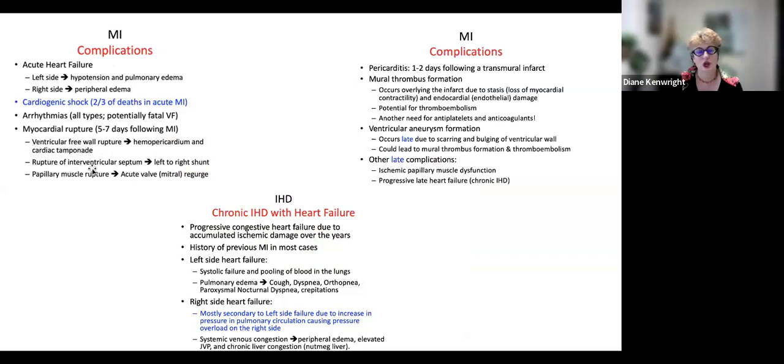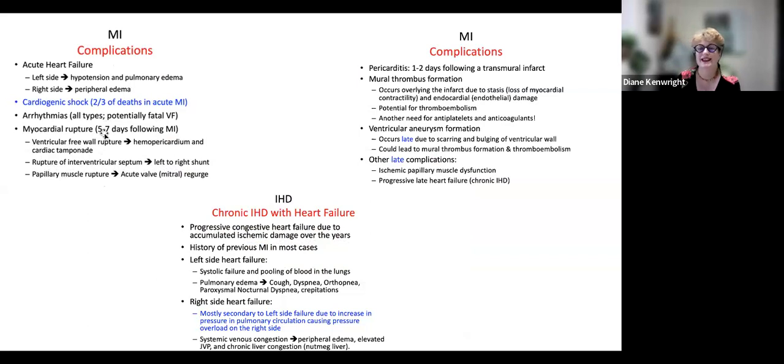It could rupture between the septi, so you get a right to left heart shunt. That's very bad for myocardial function as well. Or the papillary muscles can rupture, leading to acute mitral regurgitation. So the person survives the myocardial rupture risk, and then what happens?